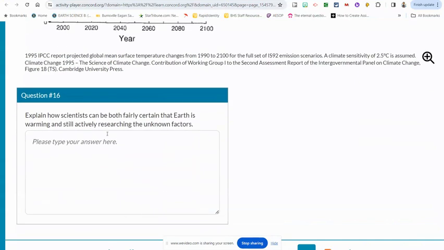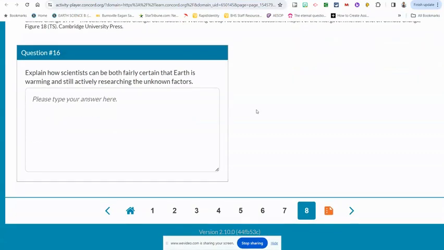So I just want you to understand from this that yes, we know it's warming, but when we try to predict the future, there's a lot of scenarios, a lot of variables that we're not sure about. Okay? So that is the lesson.